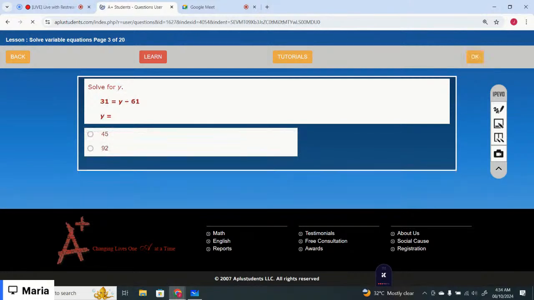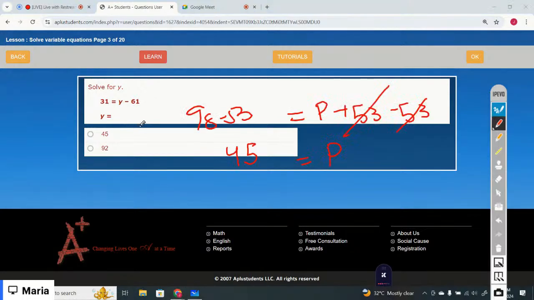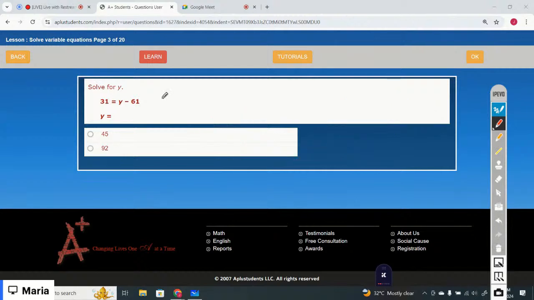Okay, the next one is solve for y. 31 equals y minus 61. So again, you have to do exactly the same thing. You need to isolate the variable y. So you need to do the reverse operation. 61 is being subtracted, so the opposite of subtraction is addition.